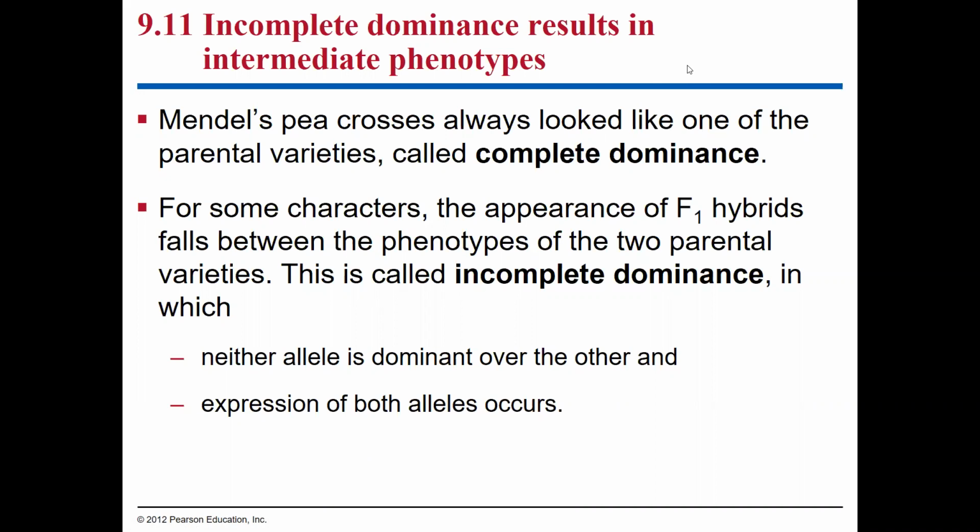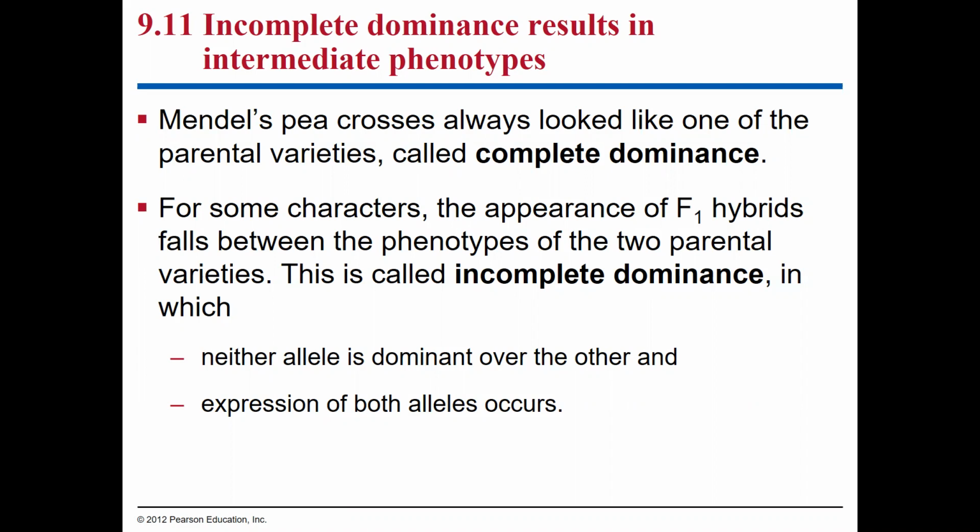Incomplete dominance results in intermediate phenotypes. Mendel's P crosses always look like one of the parents or parental varieties. One of the offspring of the parental crosses always looks like the parents, and so this is called complete dominance. For some characteristics though, the appearance of the F1 hybrids falls in between those two phenotypes of the parents.